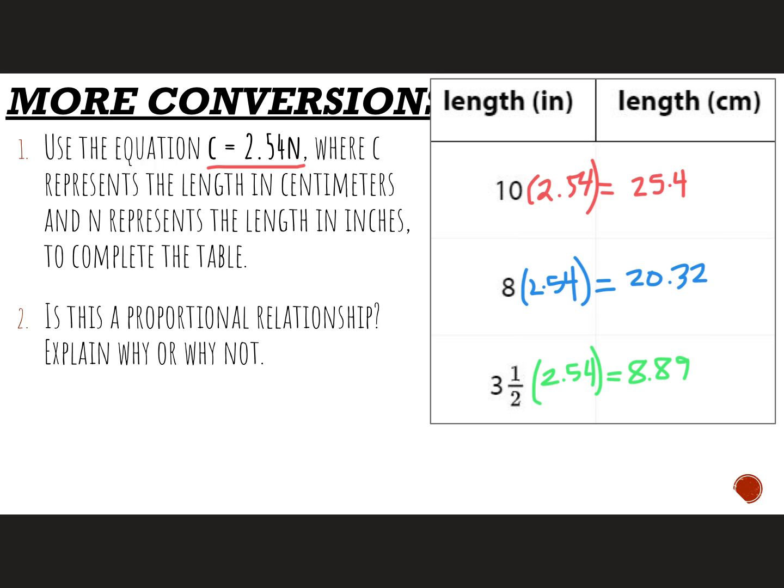Now, if we look at the constants of proportionality, we will find that they are all the same, and they are all going to be 2.54. So this is a proportional relationship because all the constants of proportionality are equal to the same number, which is 2.54. So it has a consistent constant, so therefore it is a proportional relationship.